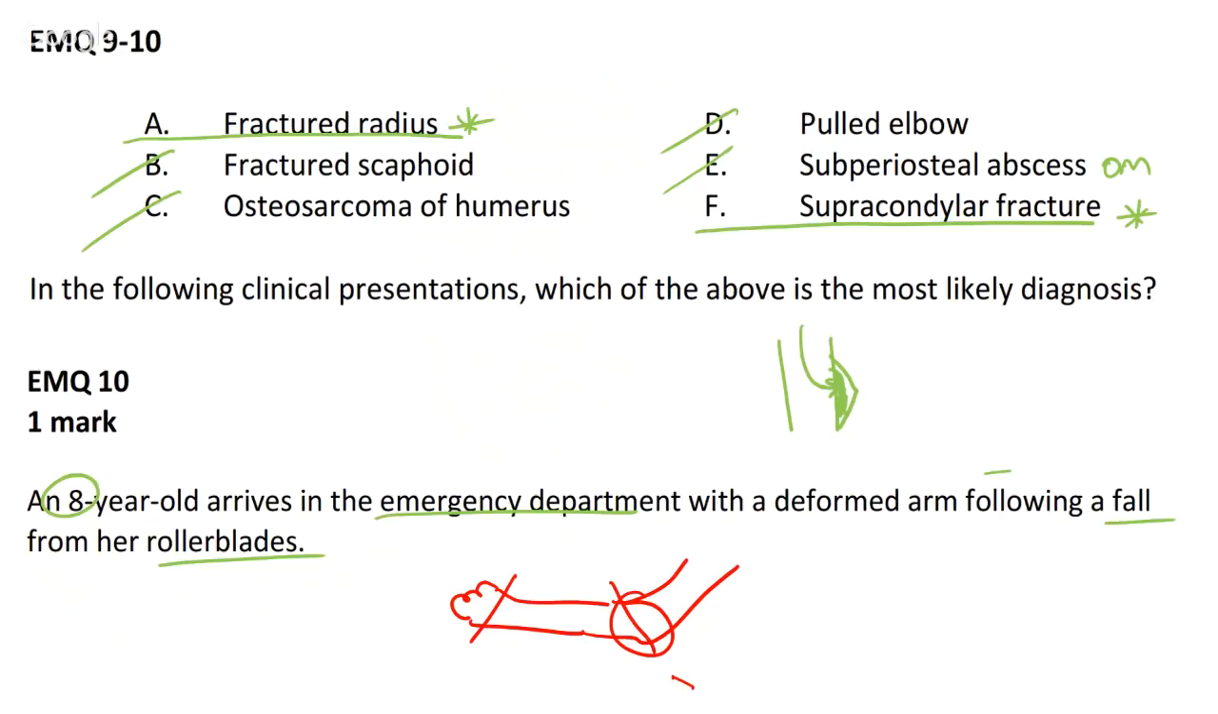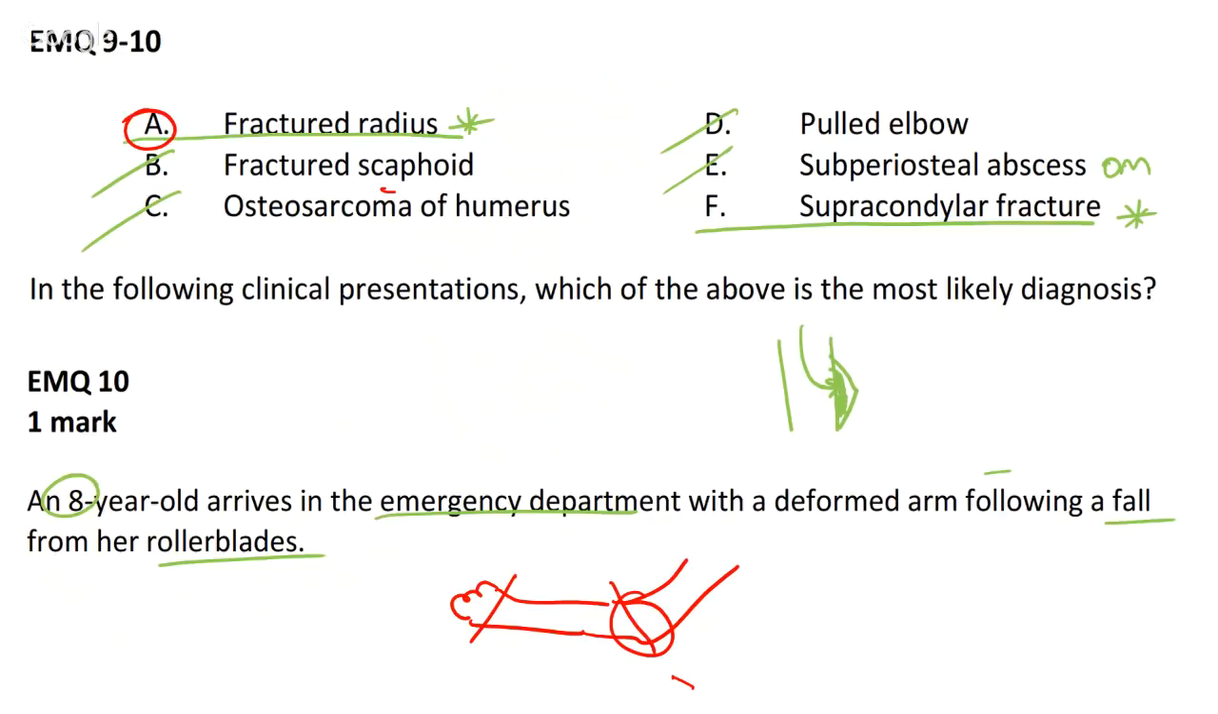Okay, so apart from that, there's nothing else that I can think of that will help you to differentiate between a fracture radius and a supracondylar fracture. So that's the best I can offer you. But you're saying it's a fracture radius? Yes, it is a fracture radius. It's not a supracondylar fracture.